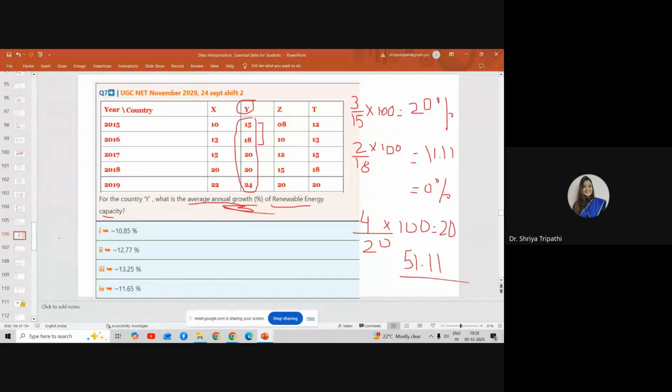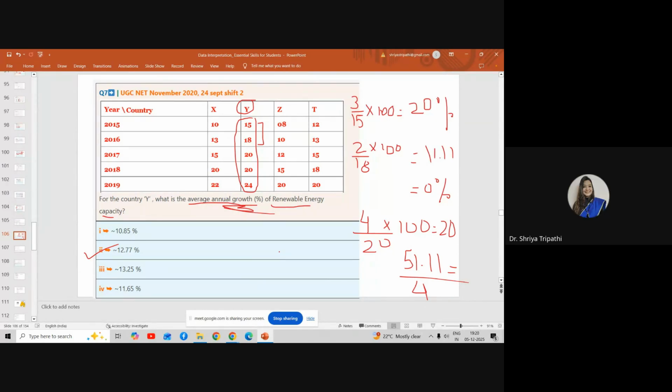Now, what is the average annual growth percentage? You have calculated growth percentage. Now for average, I will again divide it by the number of years. So divide by 4, I will be getting 12.77. Everyone, are we getting the answer? Yes, ma'am.